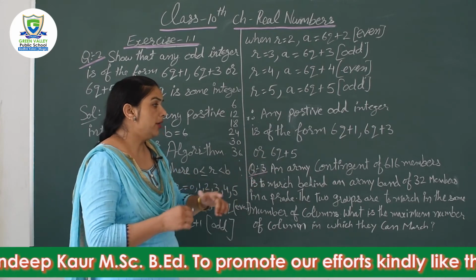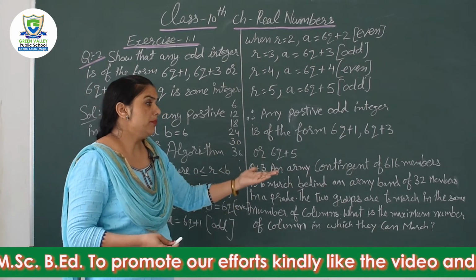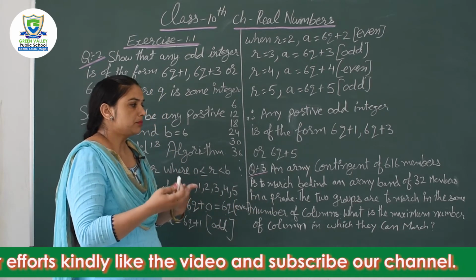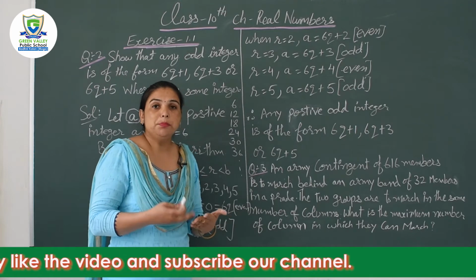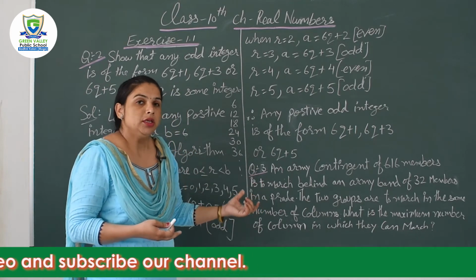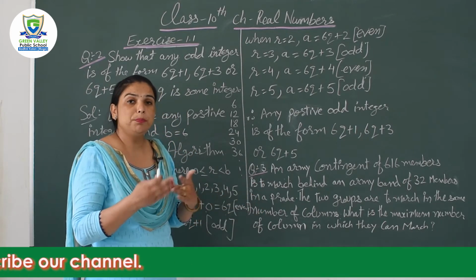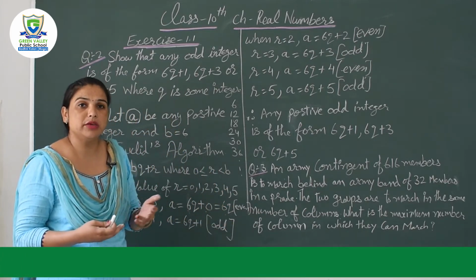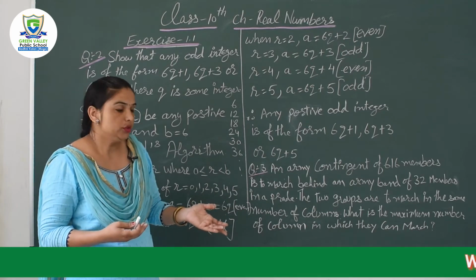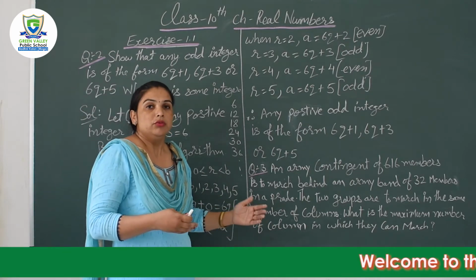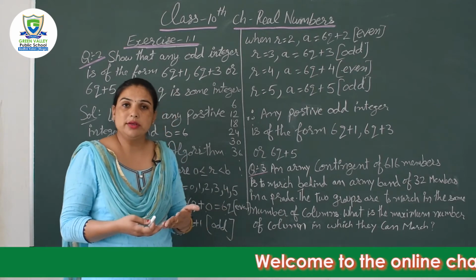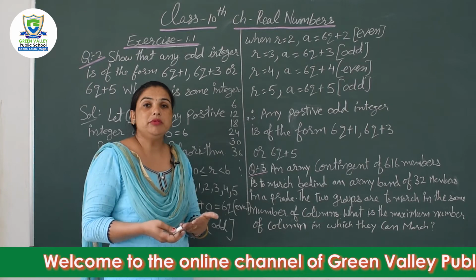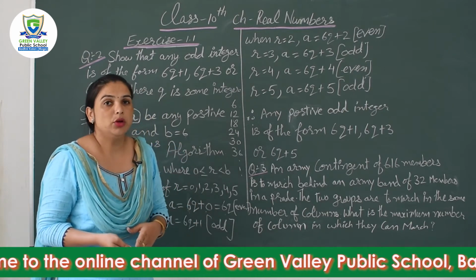It means they have an army regiment, their total members are 616 and they have to march behind the band. In the band we have 32 members, and they have told us to march in the same number of columns in each group. So how will we do this question? Here we'll again use the Euclid division algorithm to get the HCF of them. From there we'll find the maximum number of columns.